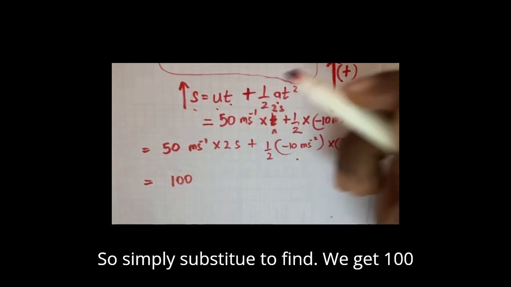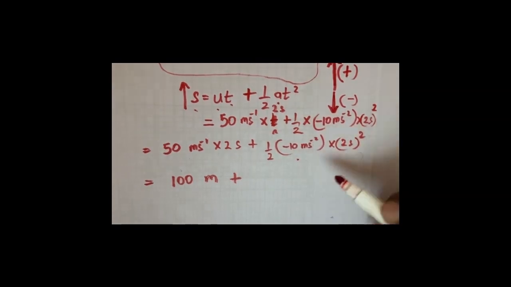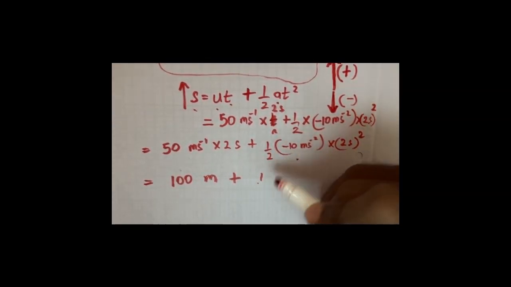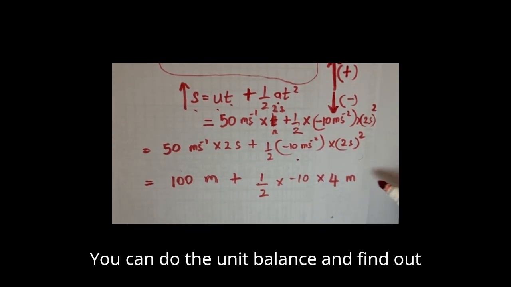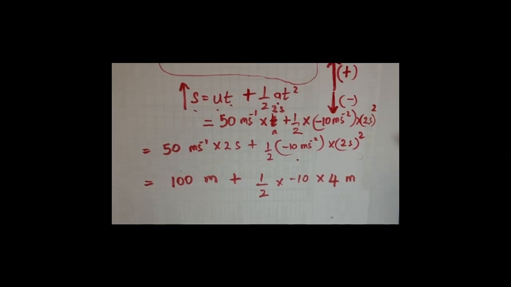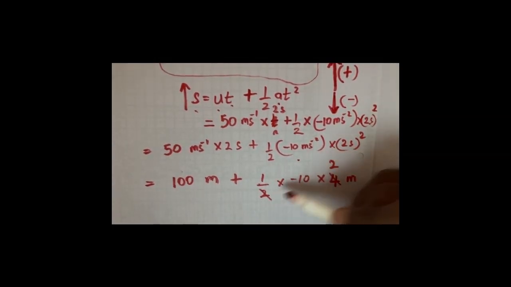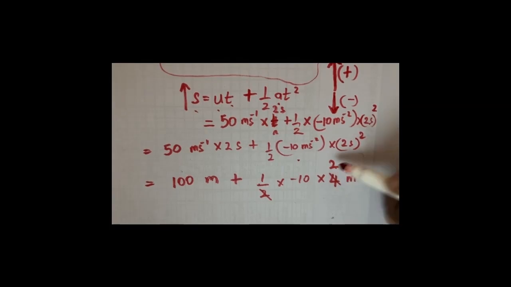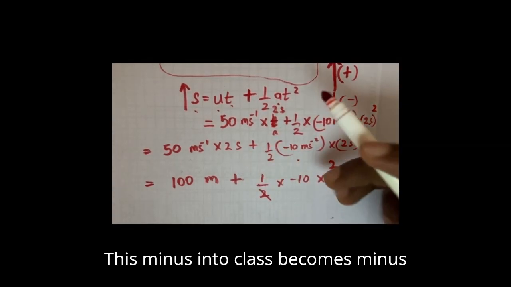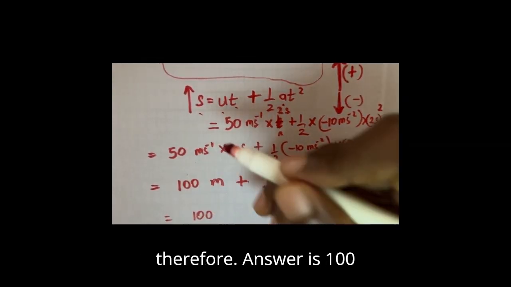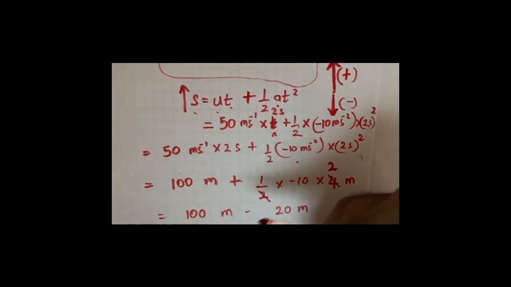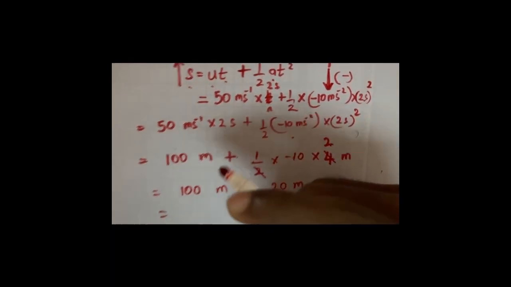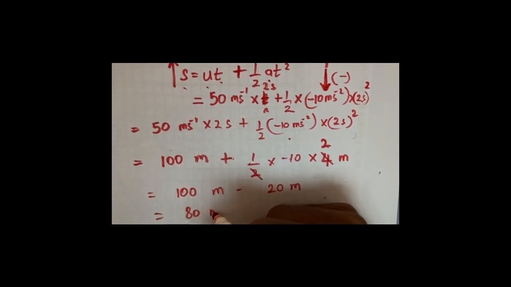So simplifying, we get 100 meters plus half into minus 10 into 4 meters. You can do the unit balance and find out it will come out as meters. 2 and 2 cancel off and 2 remain. This minus into plus becomes minus, therefore the answer is 100 meters minus 20 meters. Final answer therefore is 80 meters.